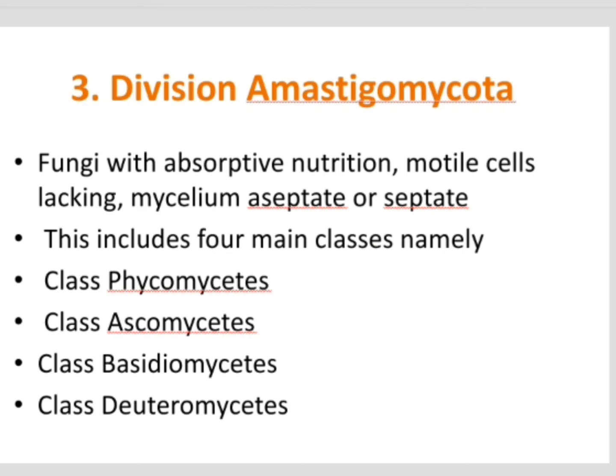Then the third division is Amastigomycota. Here the fungi also have absorptive nutrition. They have mycelia aseptate or septate, and the cells are non-motile, and this includes four classes, namely Phycomyces, Ascomyces, Basidiomyces and Deuteromyces. So division Amastigomycota, these fungi also have absorptive nutrition with septate or aseptate mycelia, and the four main classes coming under Amastigomycota are class Phycomyces, Ascomyces, Basidiomyces and Deuteromyces.